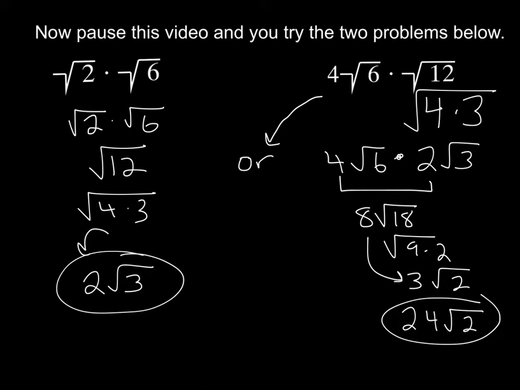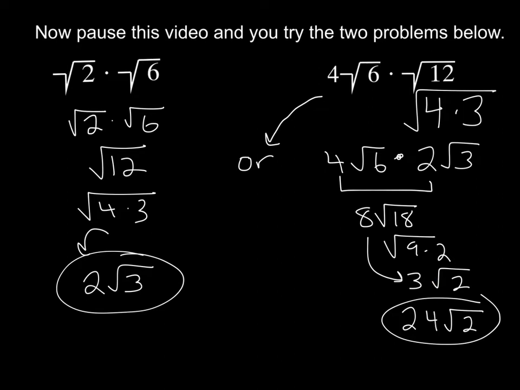The one on the right, I chose to simplify the radical 12 first. So you see I broke down radical 12 to 4 times 3. The 4 came out as a 2, so radical 12 became 2 radical 3. Multiplied by 4 radical 6, that gave me 8 radical 18. The disadvantage of doing it this way is that you might then have to break down your radical again. Radical 18 has a perfect square in it. It is 9 times 2. That 9 turns into the 3, and the 3 multiplies the 8 and becomes 24.